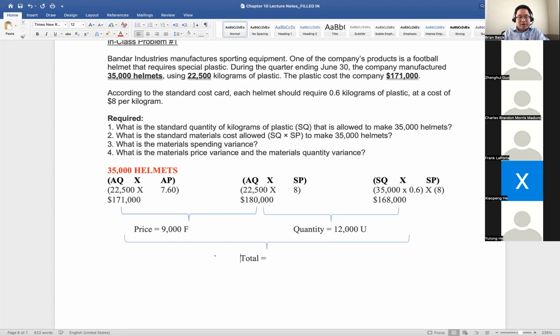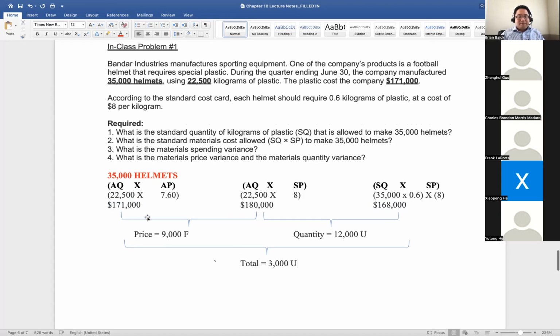Total variance equals, okay. Don't say, I'm going to take this and minus this. That's too complicated. Just take the 171,000, the number on the left, minus 168,000. Just put it in your calculator, it's the easiest way to do it. 171,000 minus 168,000 is 3,000. Positive number, unfavorable.